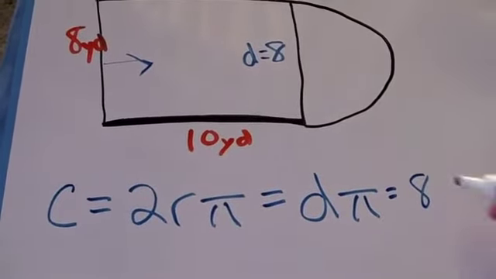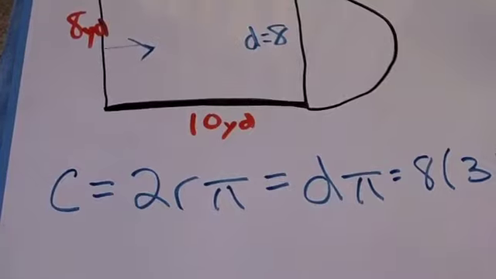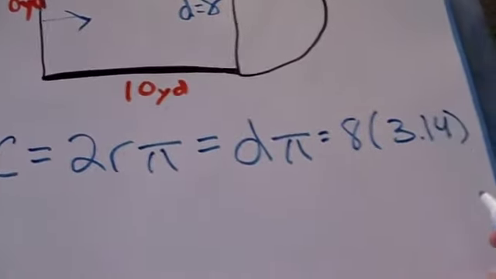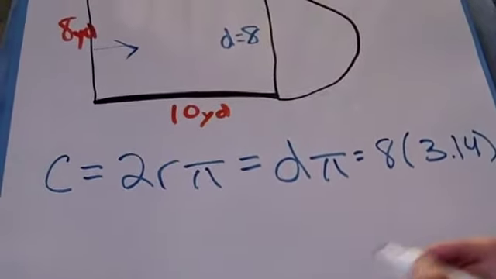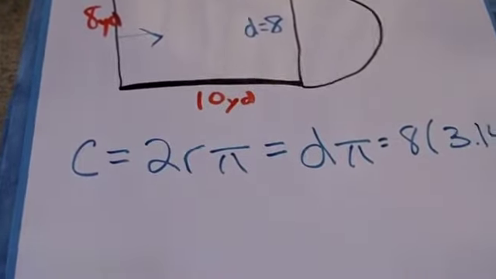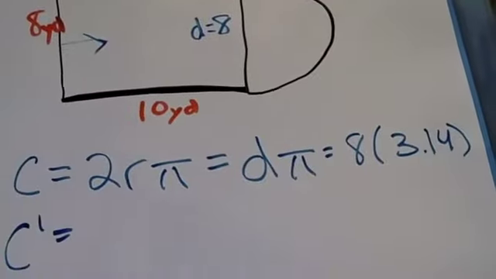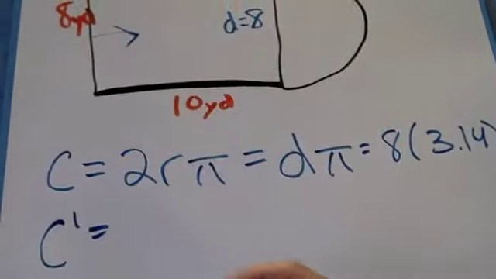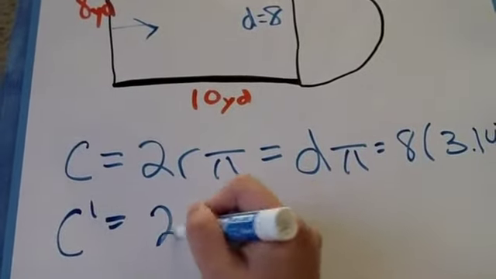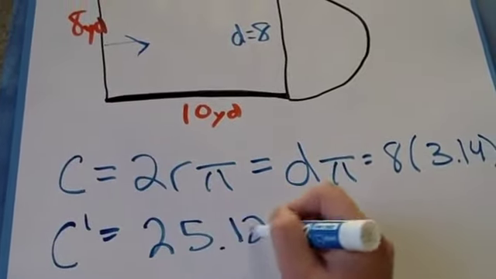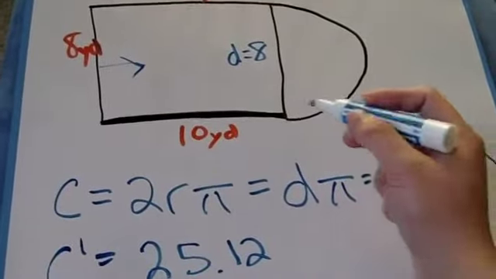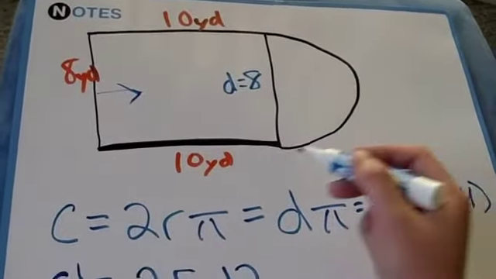So plug in 8 for d and 3.14 for pi and compute the circumference of a hypothetical full circle. So the circumference for our full circle would be 25.12, which is the product of 8 times 3.14.